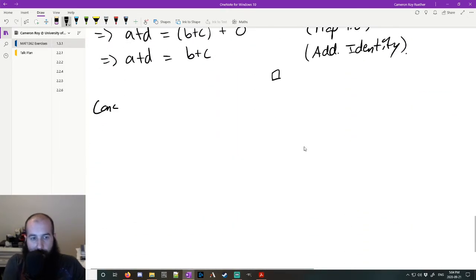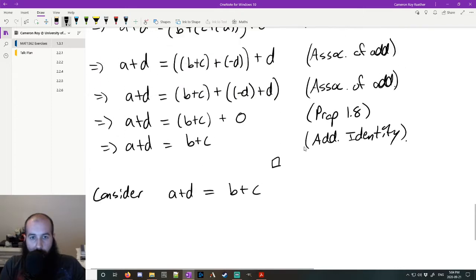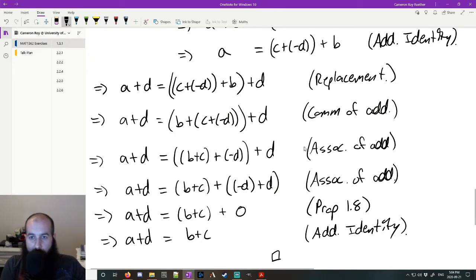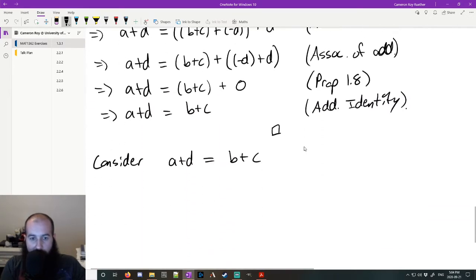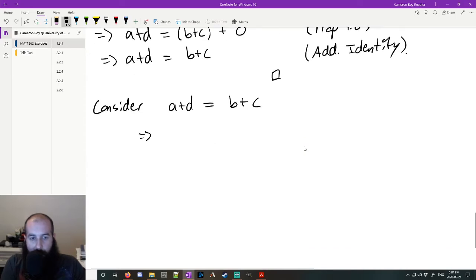So consider that a plus d is equal to b plus c. It's going to be more or less the same steps, but in reverse. Whereas here, we first added a b and then added a d to both sides, we're now going to add a negative d to both sides and then add a negative b to both sides. So this implies a plus d plus the additive inverse of d is this by replacement.